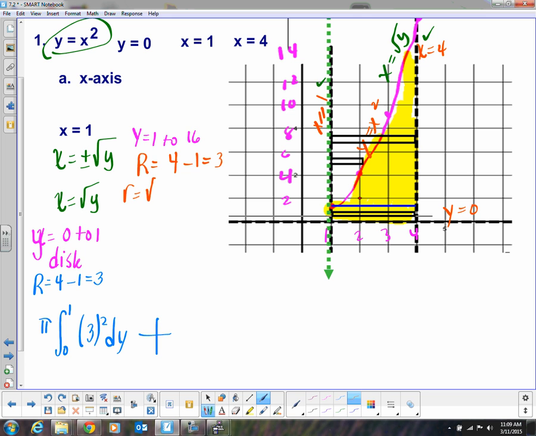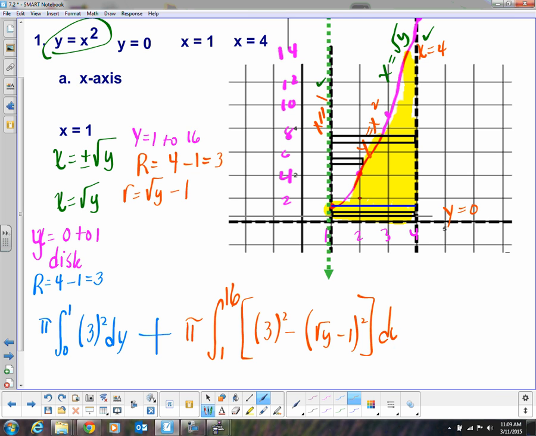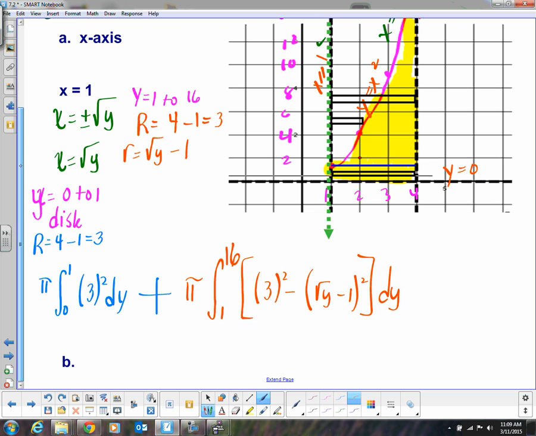Square root of y minus what? What's the left? 1. So now this is going to be pi times the integral from 1 to 16 of large radius, 3 squared, minus small radius squared, dy. So now, how do you do dy's on your calculator?